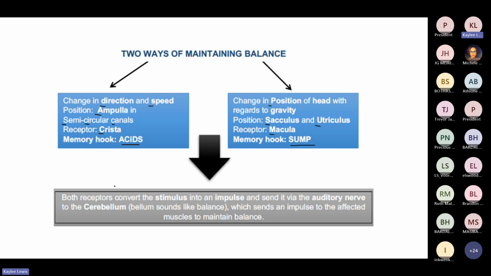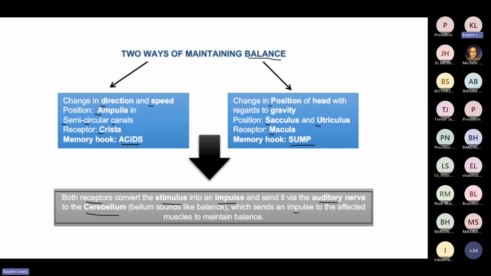Then you need to take it a step further, and it's the same for both situations. The receptors receive the stimulus, convert it to impulse, send it along the auditory nerve, and it's to the cerebellum. Why? Because we're dealing with balance. Hearing goes to the cerebrum, balance, cerebellum. And then we're not done yet.